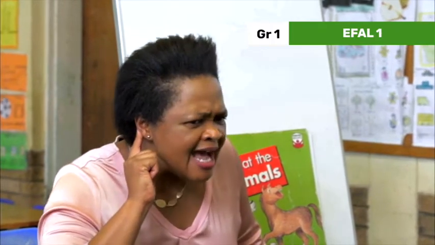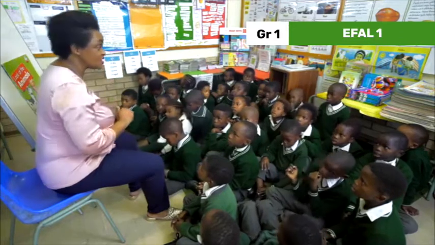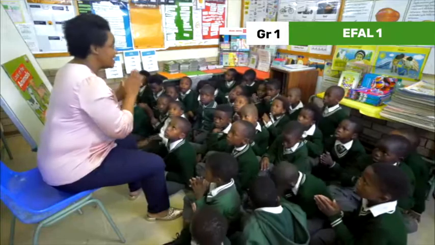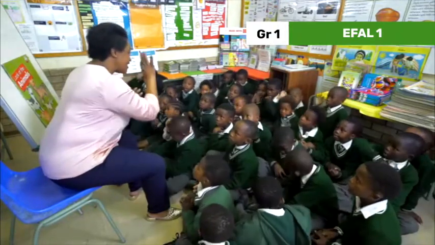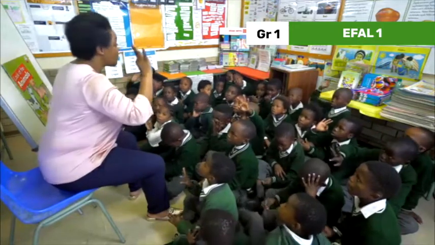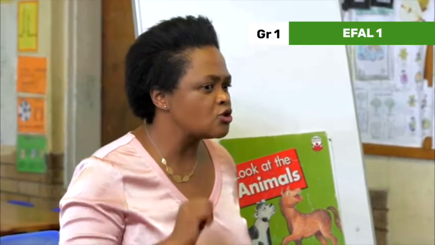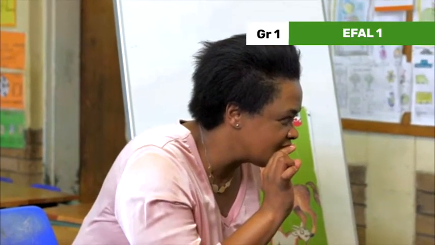Like animals. Say it. Animals. Okay. Let's clap it into syllables. Animals. Again. Animals. So how many syllables do we have? Three. Three. Now, we are going to listen to the sounds in a word, right?